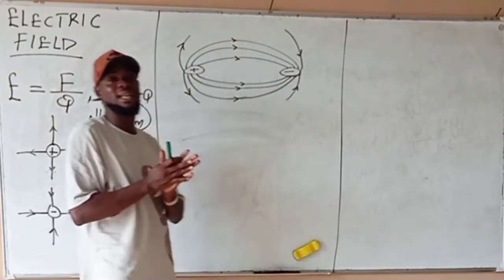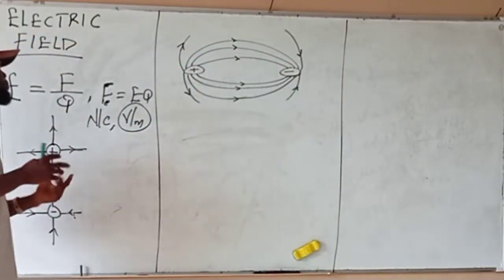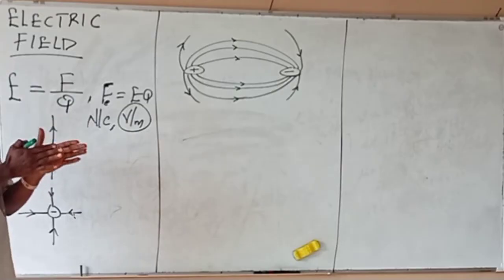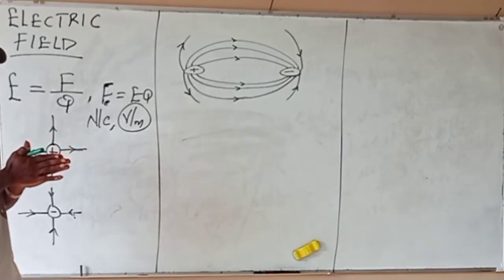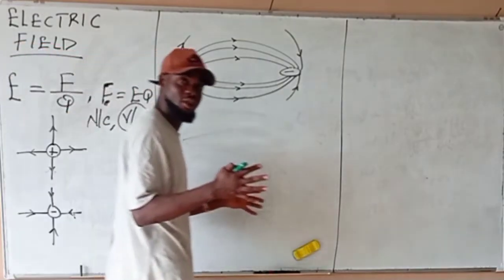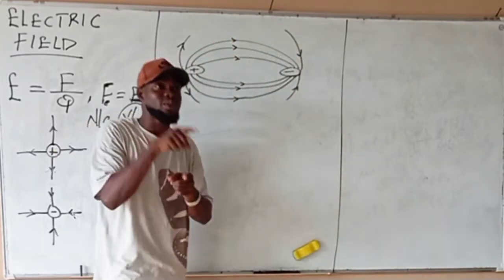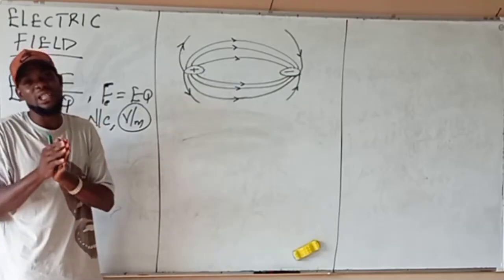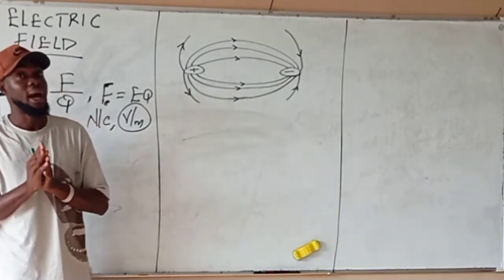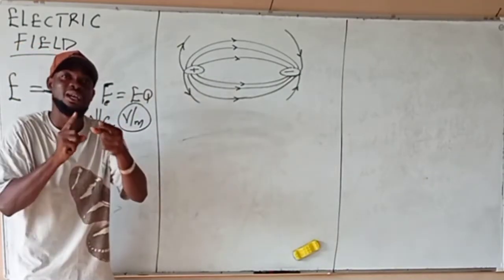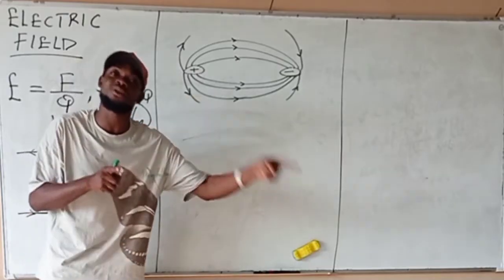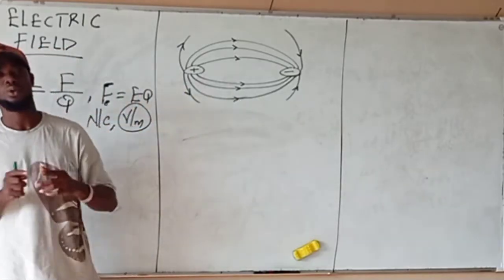If the electric field lines are very close to each other, the field will be strong. But if they are far apart from each other, the field will be weak. And electric field lines cannot cross each other since the direction of the electric field is unique. And these electric field lines cut through the equipotential surface at right angles.